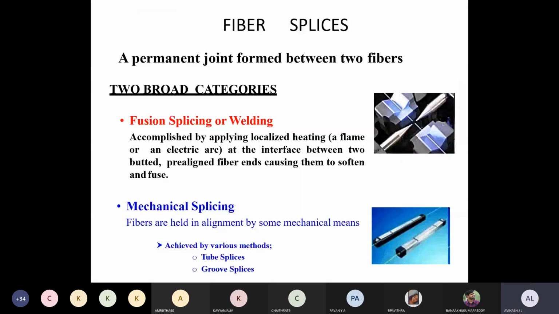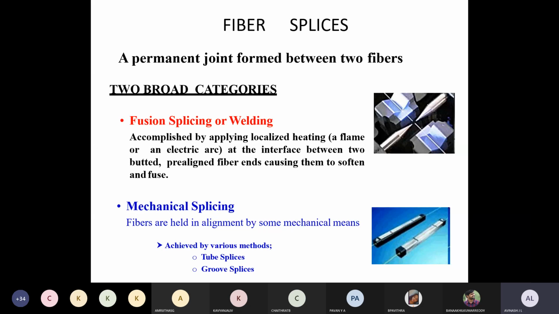So the next topic we'll understand is fiber splices. When I'm talking about fiber splicing, we have discussed that it is permanent or semi-permanent joints. When we talk about the permanent joint, there are two broad categories. The first category is fusion splicing or welding.